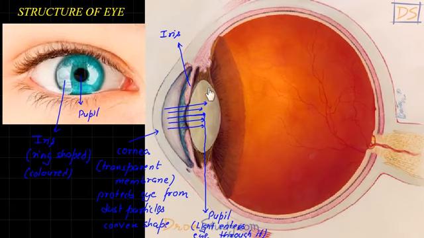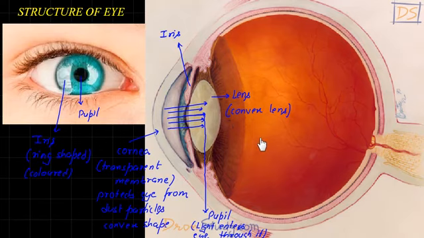Then look at this structure, students. This is the most important thing in your eye. This is actually a lens. As you can see from the shape, which type of lens is this, students? Look at the shape. I'm sure you are able to understand that it is actually a convex lens. So, students, very importantly, inside your eye there is a convex lens.